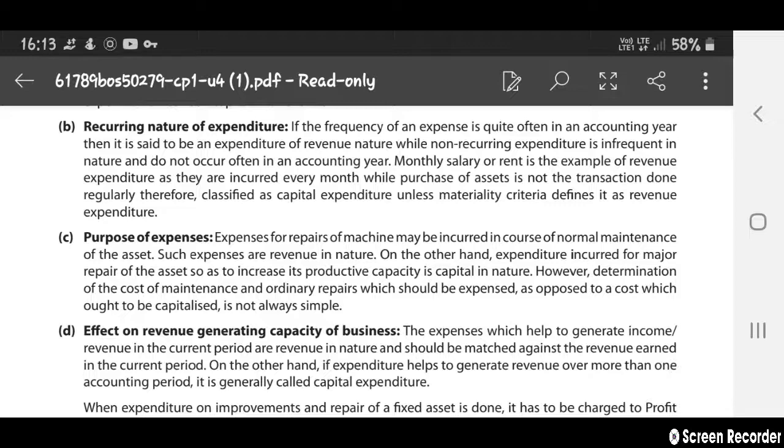The non-recurring expenditure is infrequent in nature and does not occur many times in an accounting period. So monthly salary or rent are examples of revenue expenditure, as they are incurred every month, while purchase of assets is not a transaction done regularly every month, so it is classified as capital expenditure.